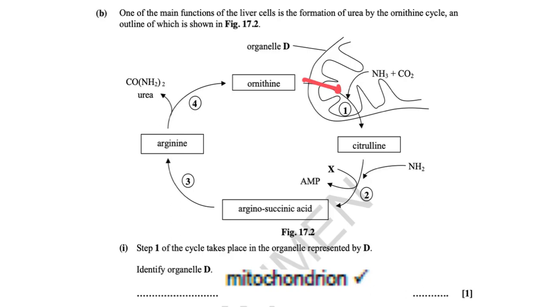Now the citrulline is being made in the matrix of the mitochondria, so it's therefore at a higher concentration in the matrix, therefore it diffuses out. So this question is combining your understanding of the liver with also your understanding of facilitated diffusion and why facilitated diffusion would have to occur, and what would power it, which is the transformation of ornithine into citrulline, which is occurring in the matrix.